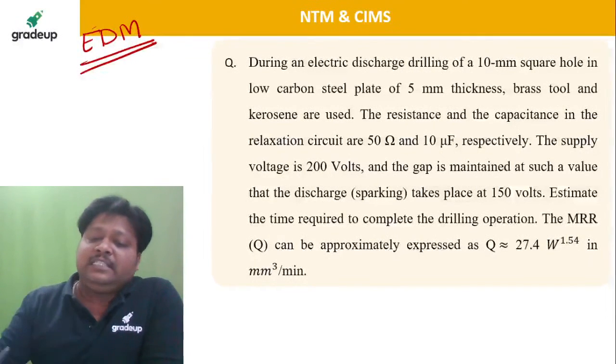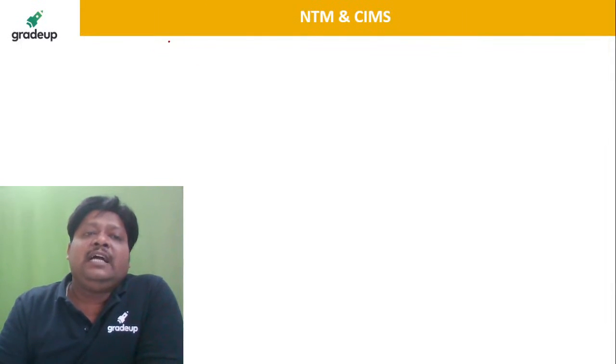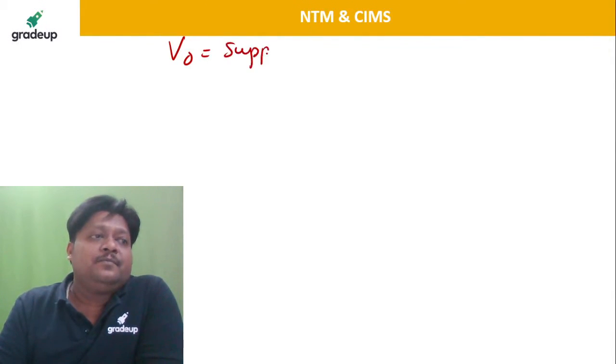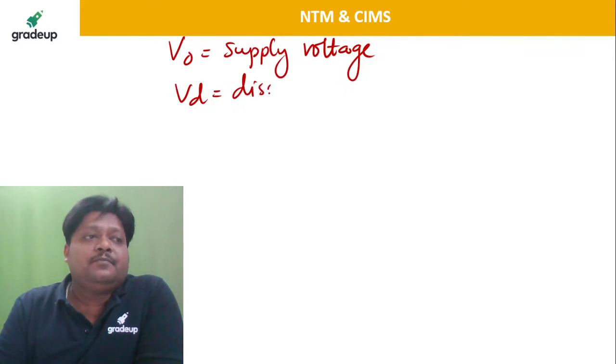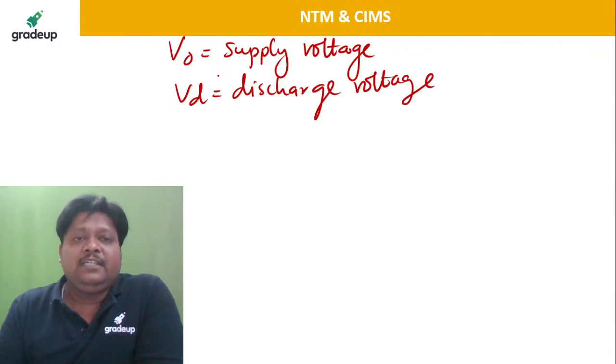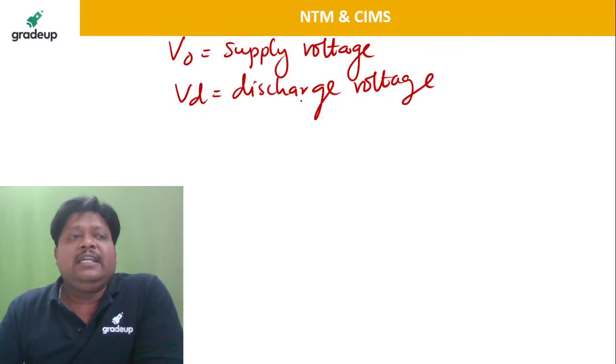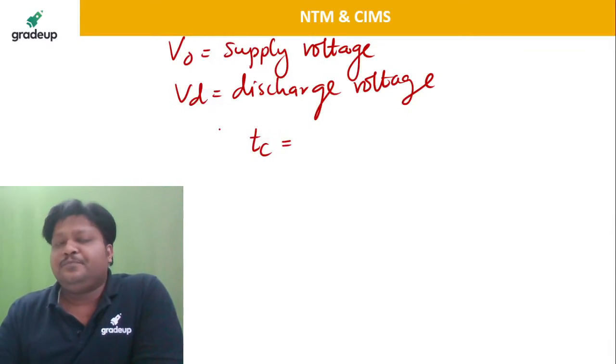So before that, just understand, dear students, the EDM. So we are having the supply voltage. Then you have the discharge voltage. Okay, right? So here, dear students, there are times. Cycle time is there for the charging and for the sparking. Generally the sparking time is very less compared to the charging time. So in the EDM process, you will get this cycle time TC, okay, is equal to what?